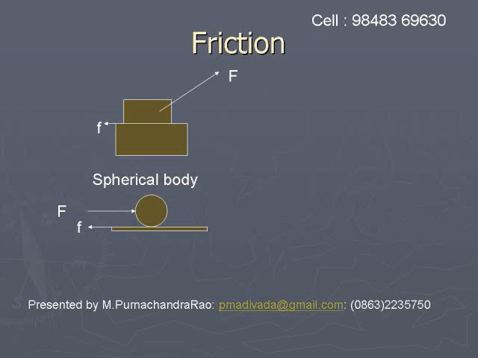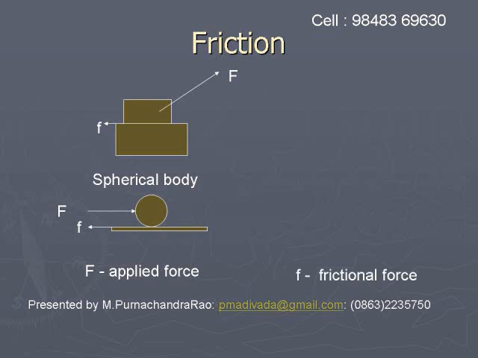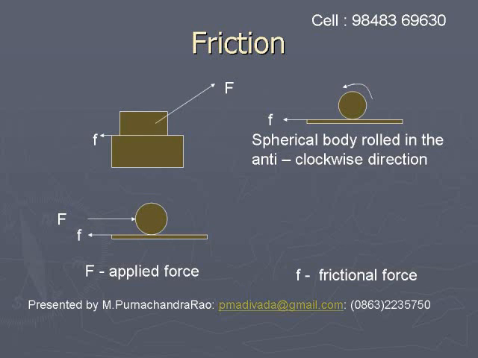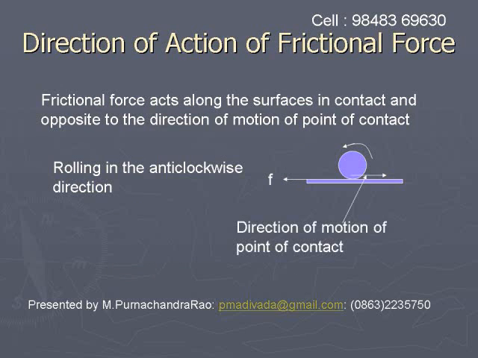See the bottom figure. If a spherical body is pushed with a force F to the right, then at the point of contact it experiences a force to the left. This is frictional force. Suppose, see the right hand top figure. If you roll a body in the anti-clockwise direction, then at the point of contact a force acts to the left.